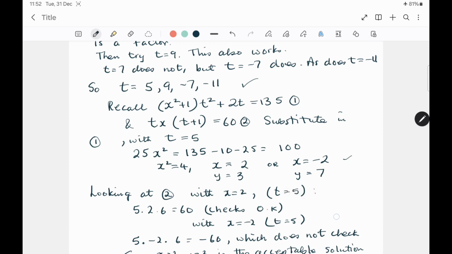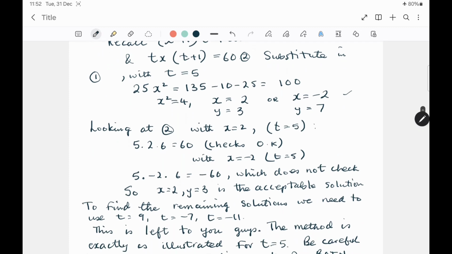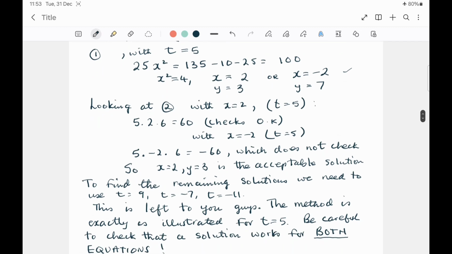However, if we go in using the other value of x, which is minus 2, we'll get 5 times minus 2 times 6, which comes to minus 60, and it should come to plus 60, so this does not check out. So we only accept the solution x equals 2, y equals 3.